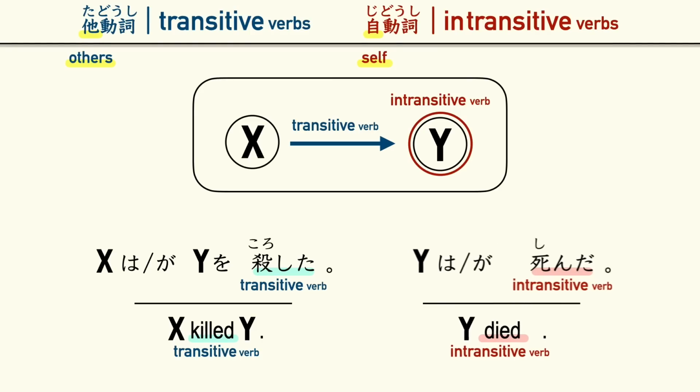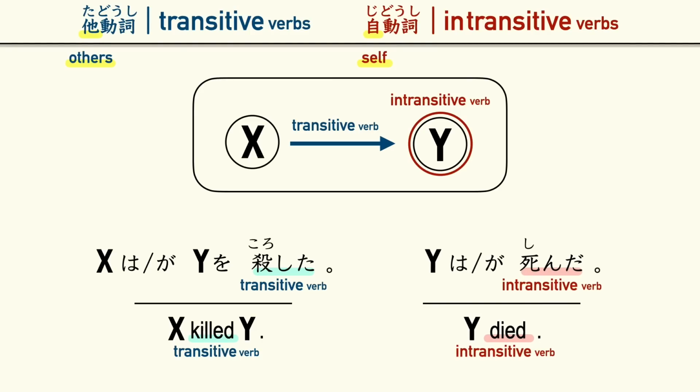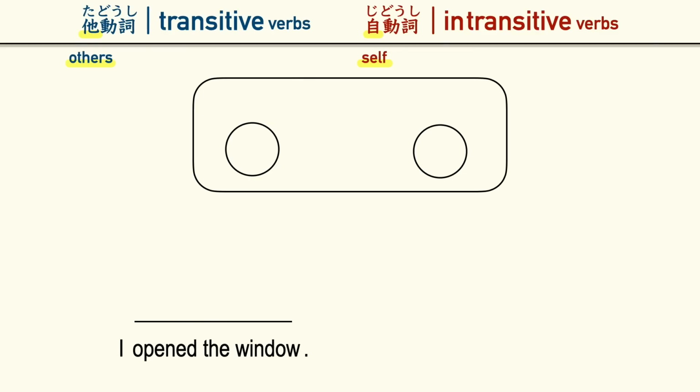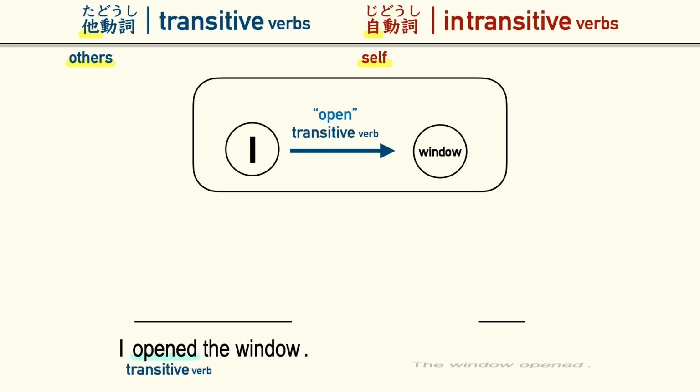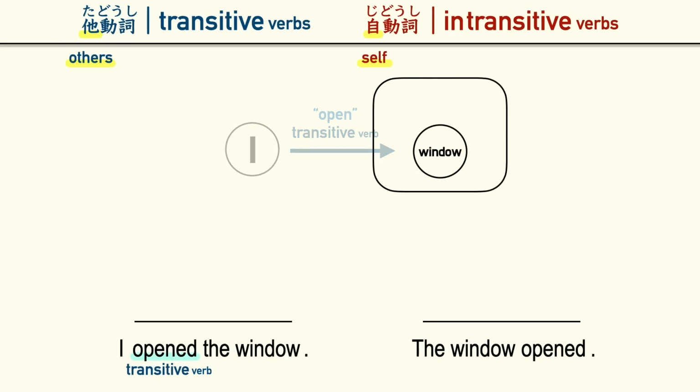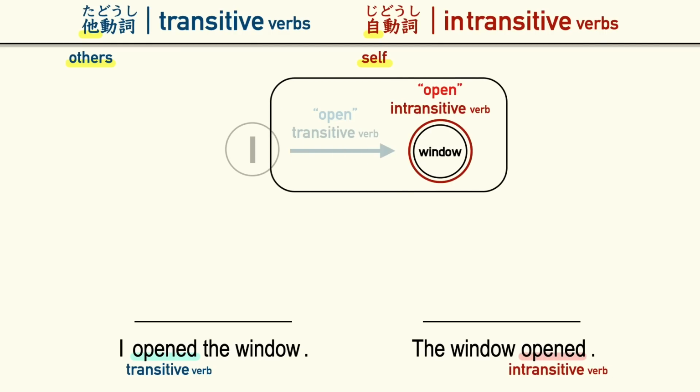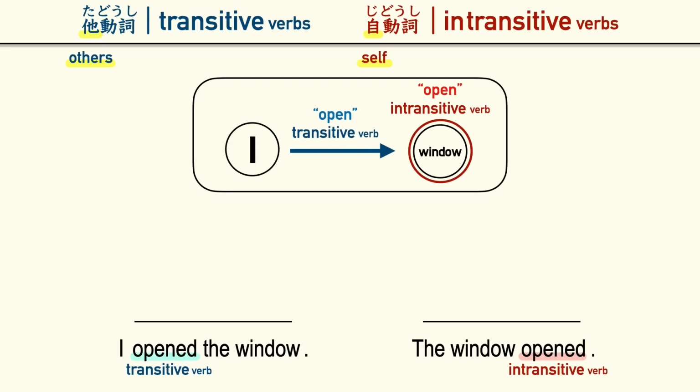So the concept of transitive and intransitive verbs is not difficult, right? And it's not unique to Japanese. Most languages, including English, have this concept. However, many people find it confusing because in English, a lot of verbs can be both transitive and intransitive. I open the window. In this sentence, open is transitive. The window opened. In this sentence, open is intransitive. So open in English can be both transitive and intransitive.